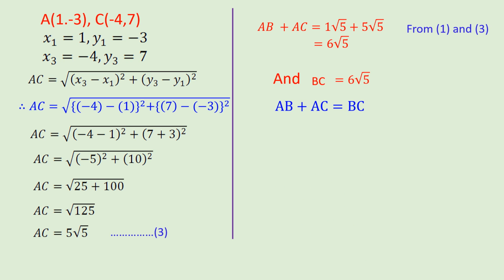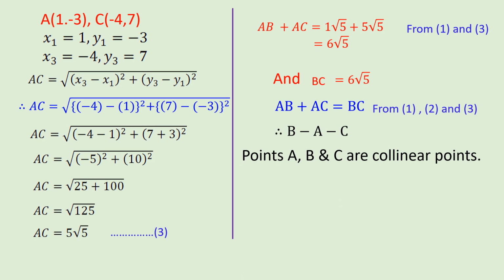From these three things we can get that AB plus AC equals BC. Therefore what we can say is that point A is lying between point B and C, that is B-A-C, and the points are collinear. Therefore points A, B and C are collinear points. Is it clear? The last part you need to know very well, so watch and listen to it very carefully.